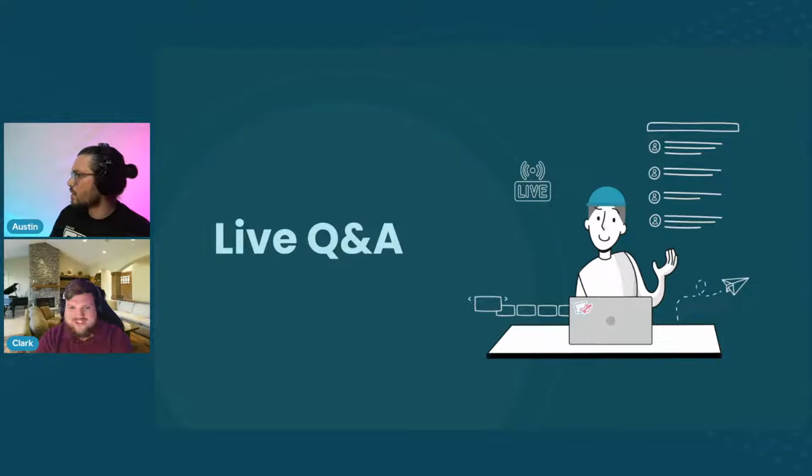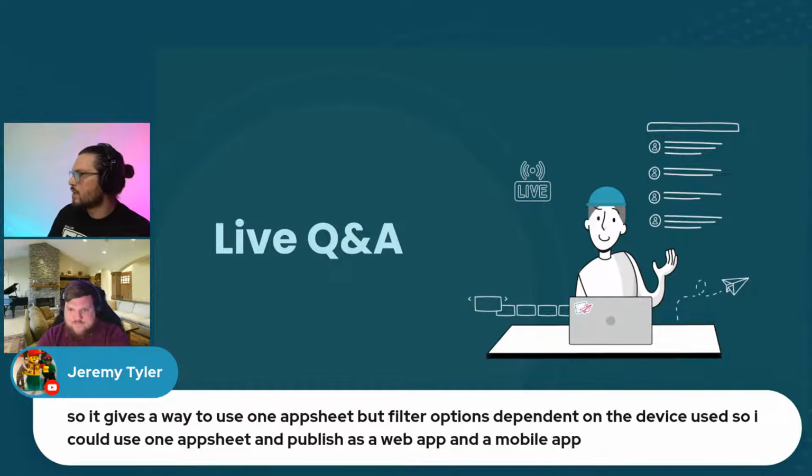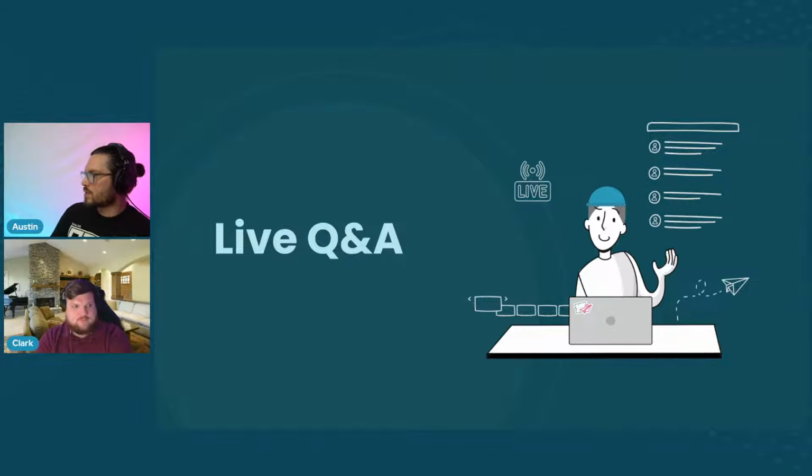Okay, so Jeremy was wondering about the context expression, and I'm just gonna go ahead and throw up this one. So it gives you a way to use one AppSheet app, but filter options dependent on the device used. So I can use one AppSheet app and publish as a web app and a mobile app. Correct. And what are your recommendations for UX design for mobile versus desktop when you're building AppSheet interfaces?